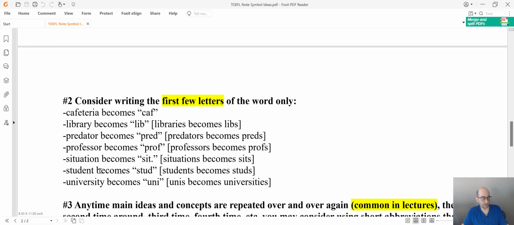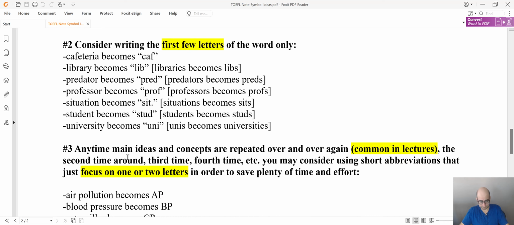Student becomes stud, or stud, however you want to pronounce that. Studs for the plural form. University becomes uni. You get the idea again.